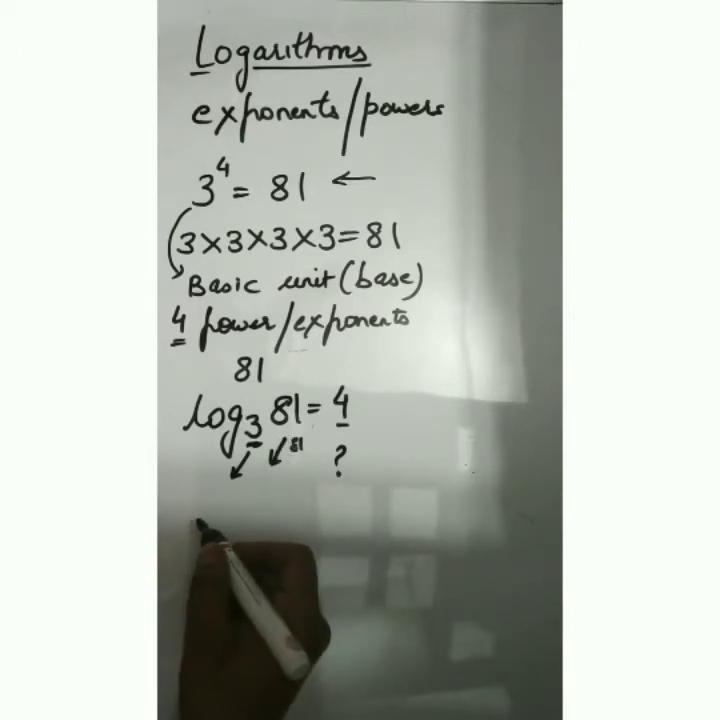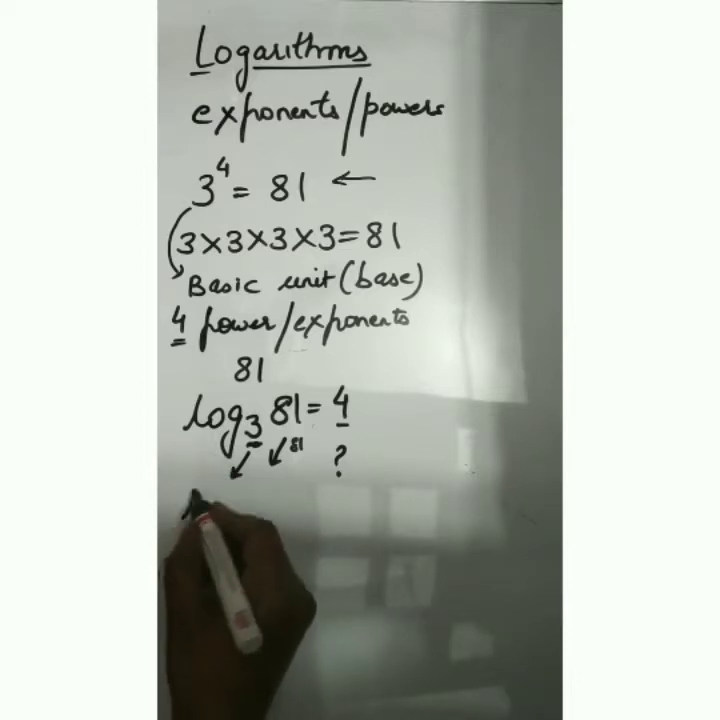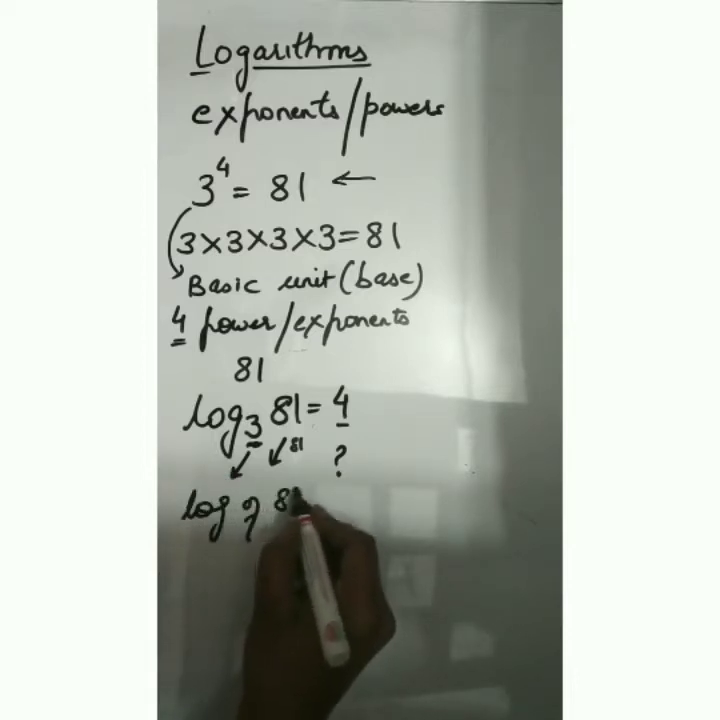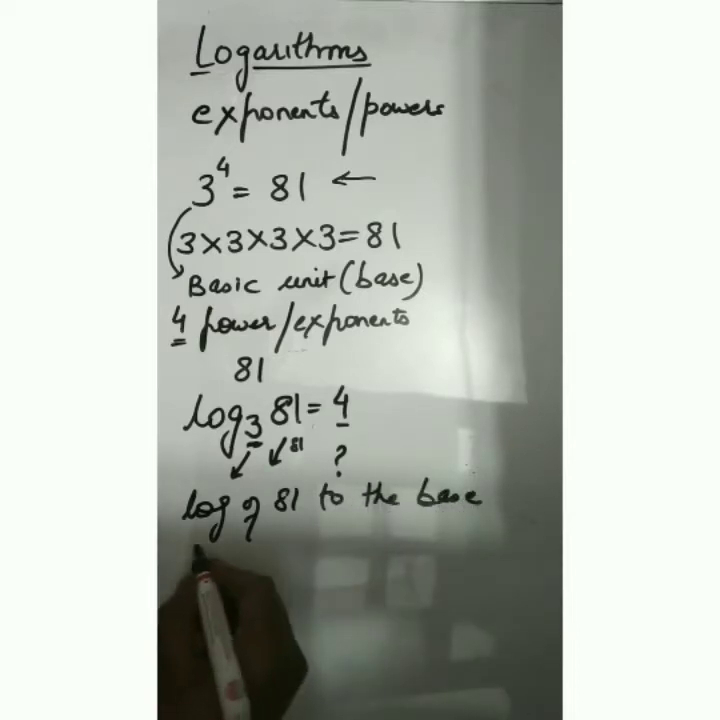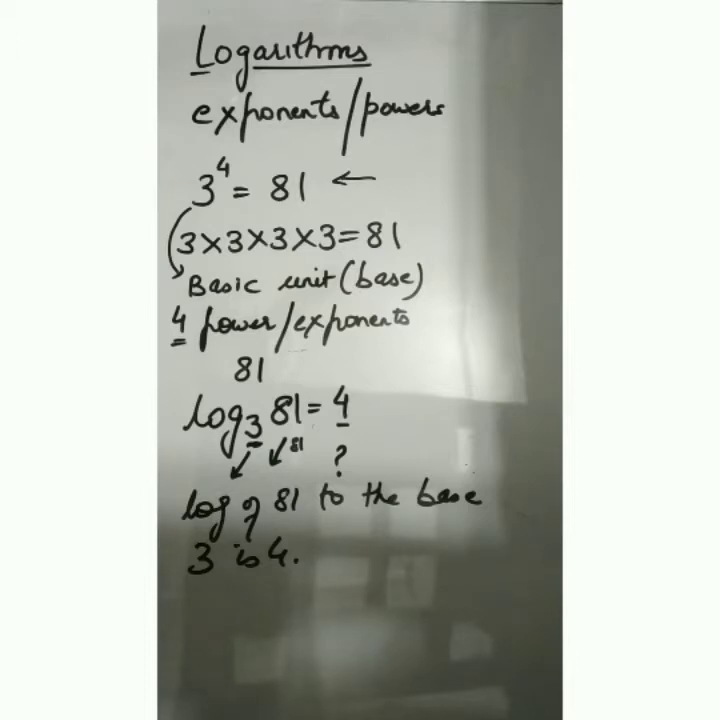So it will be read as log of 81 to the base 3 is 4. Right? So this is what the logarithm is all about. The logarithm of a number, which we have used as 81 here, is the power or the index to which the given base 3 must be raised in order to obtain the number, which we all know is 4. So log of 81 to the base 3 is 4.